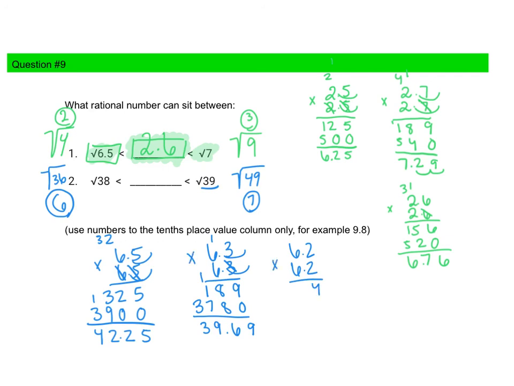2 times 2 is 4. 2 times 6 is 12. 0 for my space holder. 2 times 6 is 12. 6 times 6 is 36, plus 1, 37. And I'm 2 decimal places in. So 38.44 falls in between 38 and 39. So the number that I squared was 6.2. That's what came in between.